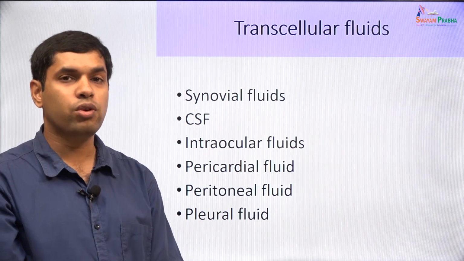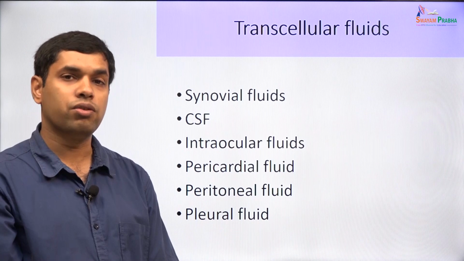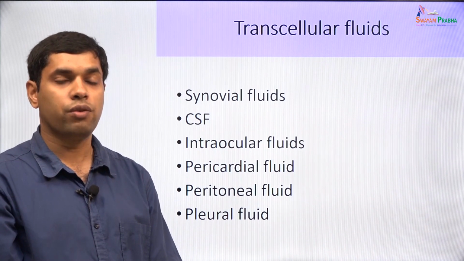The total value of transcellular fluid in an adult male is only about 1 to 2 liters, or it is about 2 to 2.5% of the body weight.